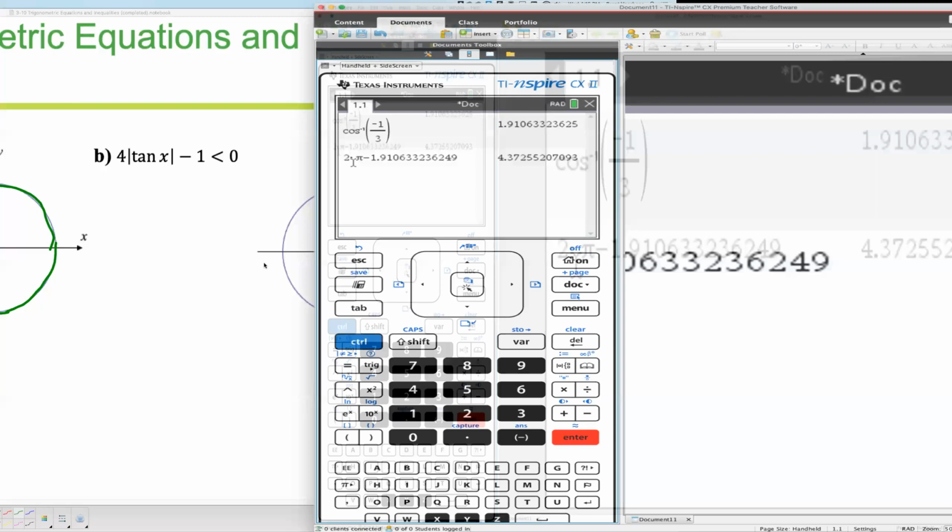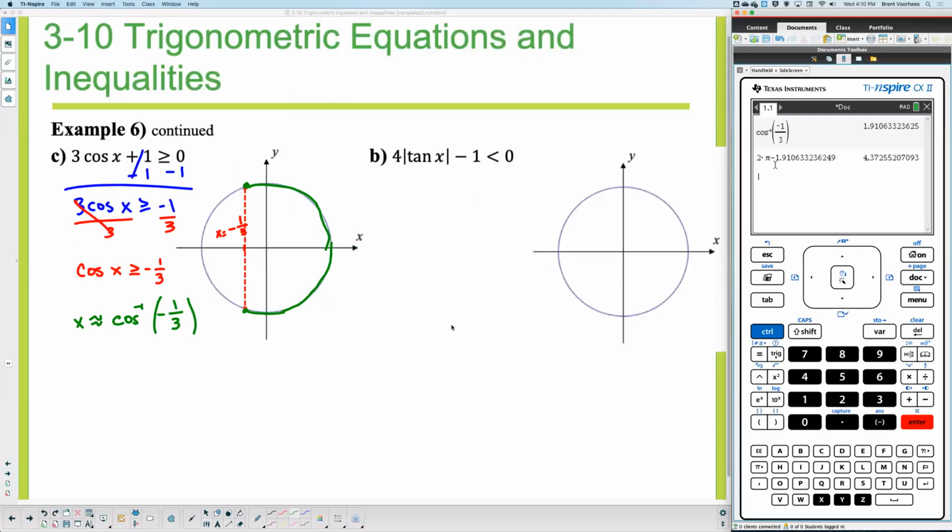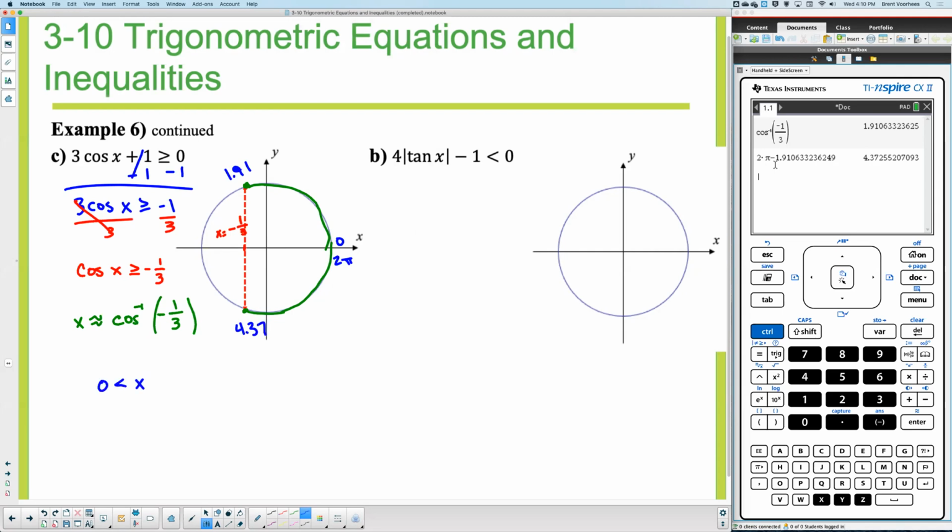So as I take this back over, you notice I take 2 pi and subtract 1.91. Here's why. 1.91 is from 0 to this point, 1.91 radians. Now I would also need this point over back to 2 pi. And so taking away from 2 pi, you get this as 4.37. So my interval here is from 0 less than or equal to x, which is less than or equal to 1.91, or x can be between 4.37, which is less than or equal to x, which is less than or equal to 2 pi.